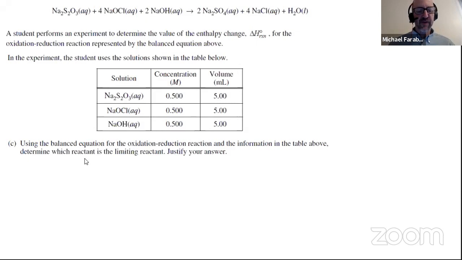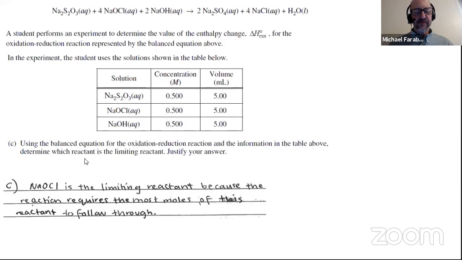Using the balanced equation for the oxidation reduction reaction and the information in the table above, determine which reactant is the limiting reactant. Justify your answer. So again, there's that phrase again, justify your answer. So it has to be in terms of the information that you are given. Hopefully you're going to talk about the coefficients and the moles. Here is the student's answer. NaOCl is the limiting reactant because the reaction requires the most moles of this reactant to follow through.